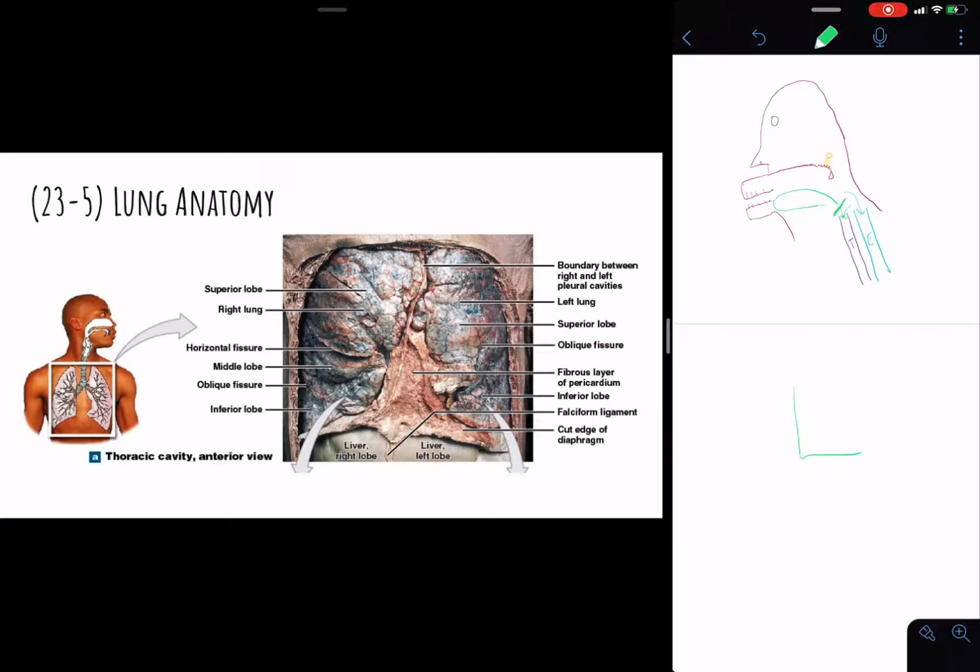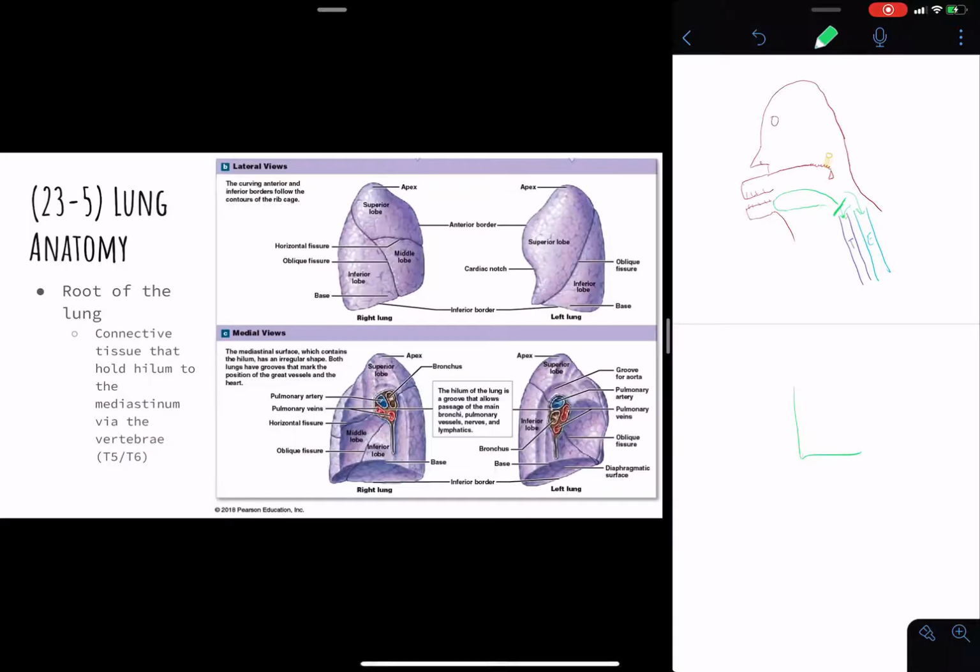The right side is also going to have 3 different types of named divisions for the 3 different lobes. 2 divisions for the 3 lobes, versus the left side is only going to have 1. Here's a cartoonistic depiction of the right lung and the left lung, just without the heart in the middle.